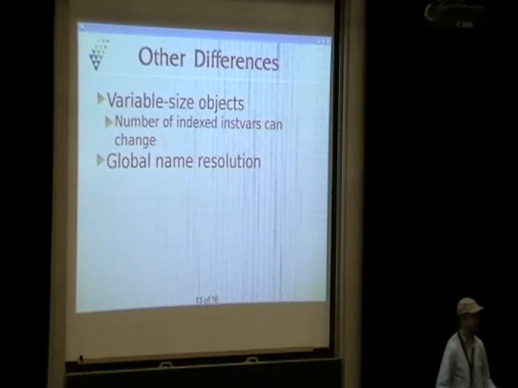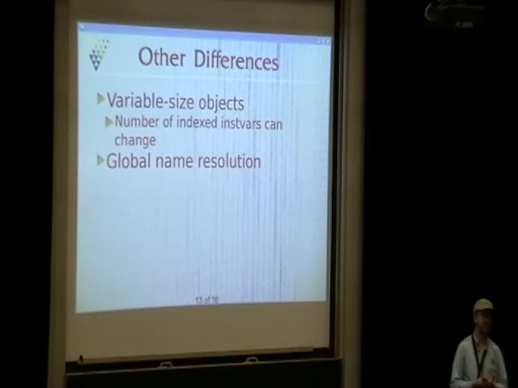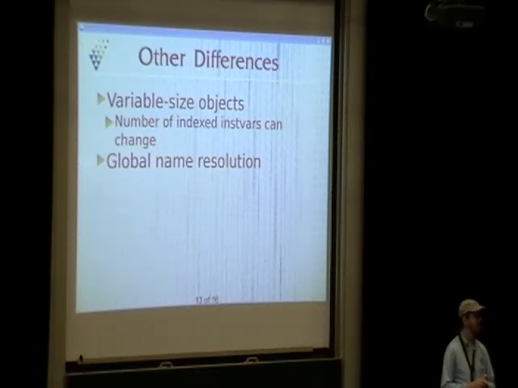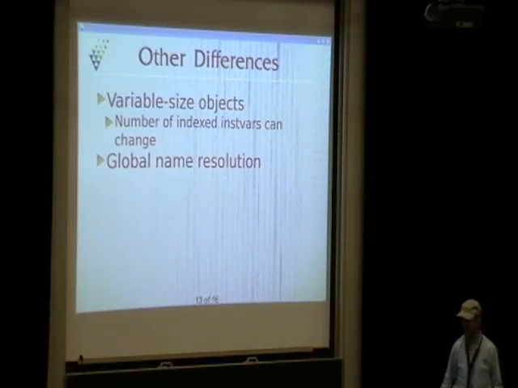So a couple of other differences. In Gemstone, objects are variable size. In most Smalltalks, the number of indexed instance variables in an object is fixed at the time that the object is created. In Gemstone, that's not true. You can say add to an array, and the array gets bigger, for instance. You can do the same thing with strings.